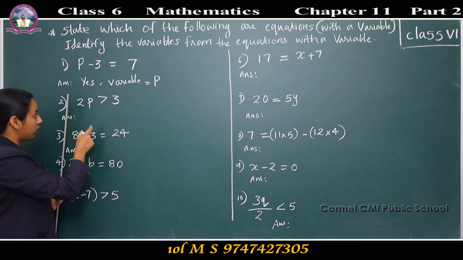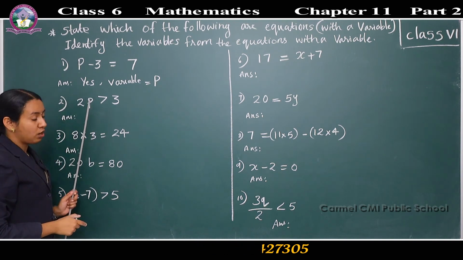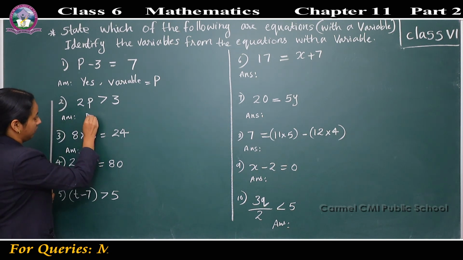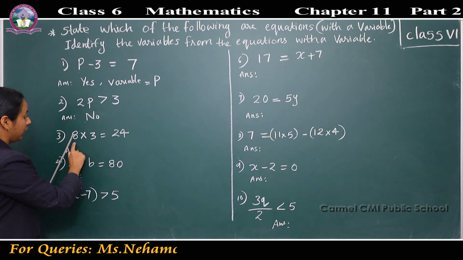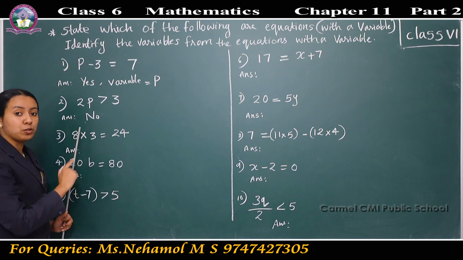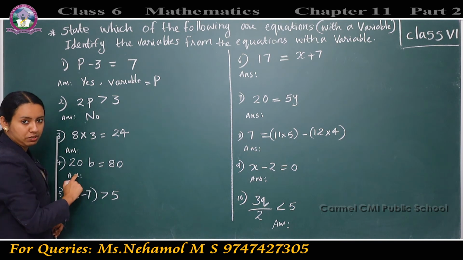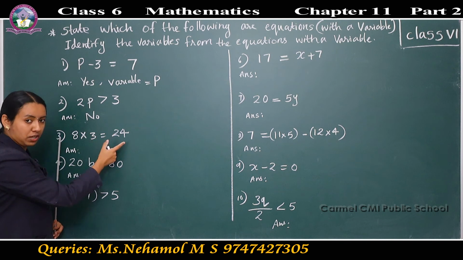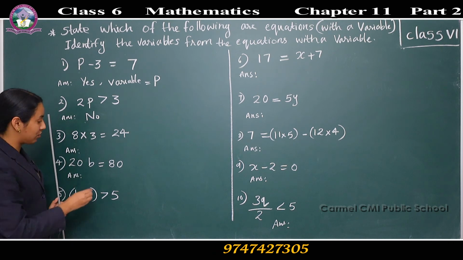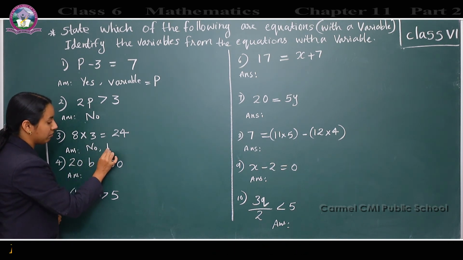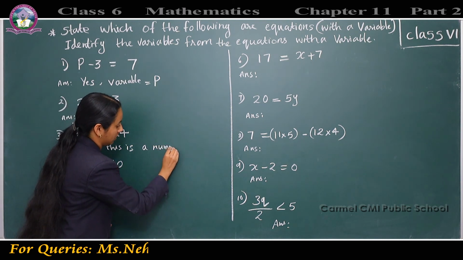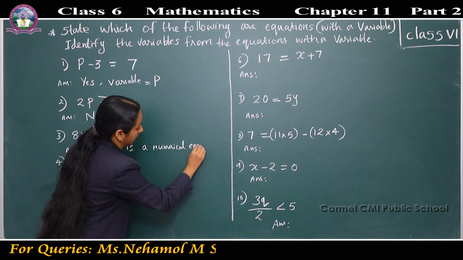Then next one, 2p greater than 3. It is not of the form LHS equal to RHS. So this is not an equation with a variable. Next one, 8 into 3 is equal to 24. This is a numerical equation. There are no variables, only numbers. So this is not an equation with a variable. It is a numerical equation.